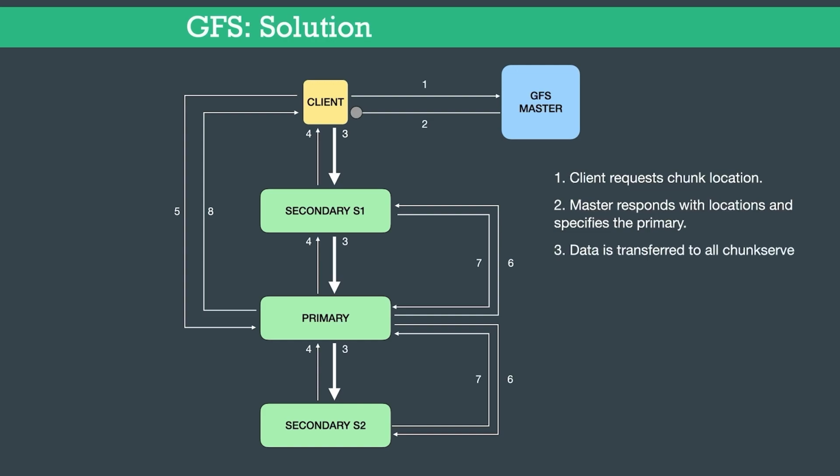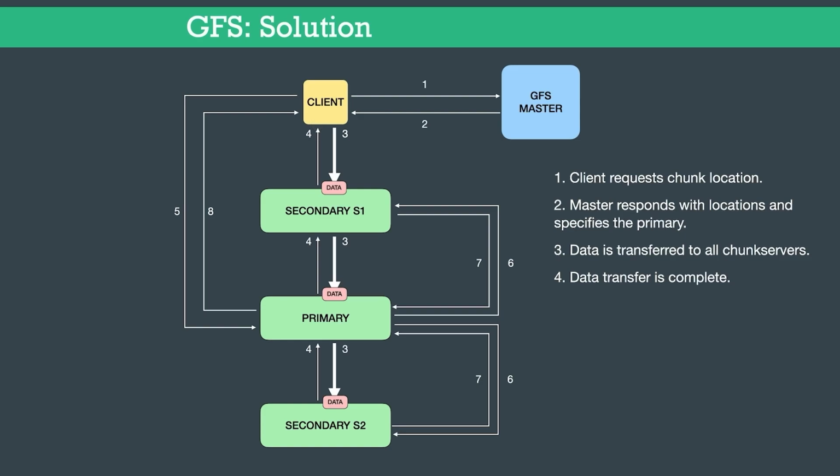The third step is sending mutation data to all chunk servers. This can be done in any order. What happens in practice is the client sends data to the closest chunk server, which happens to be secondary S1. Note that it doesn't have to send data to the primary chunk server because chunk servers will repeat this process until data is transferred to all of them. Decoupling of control messages and data transfers improves performance because we can schedule expensive data transfers based on the network topology.